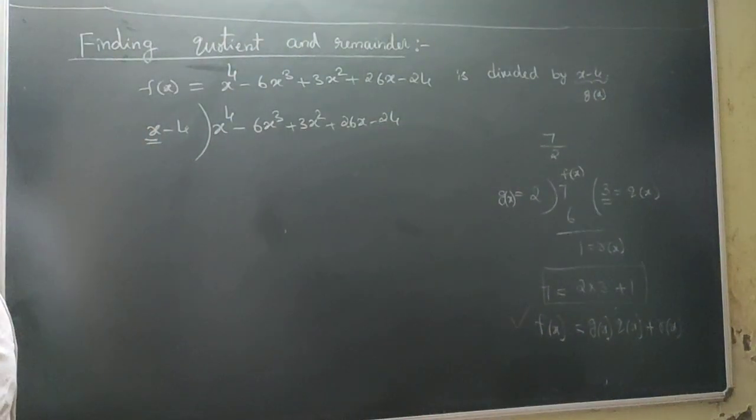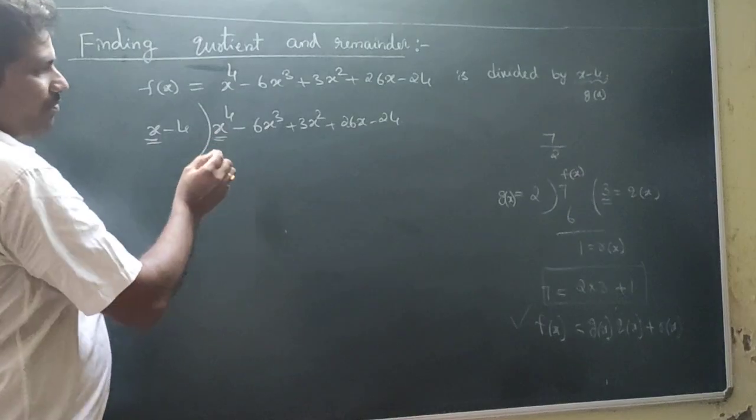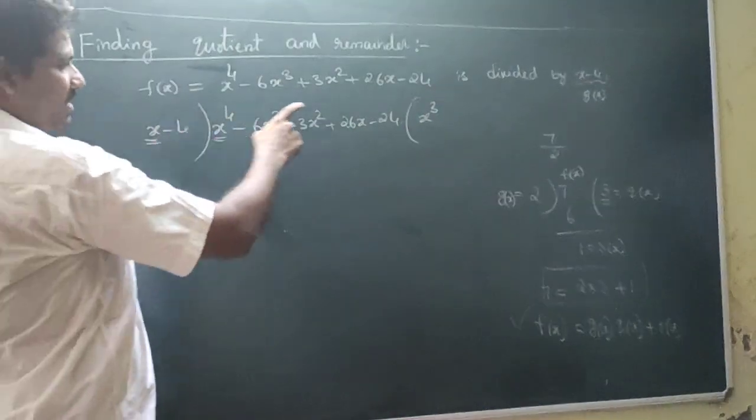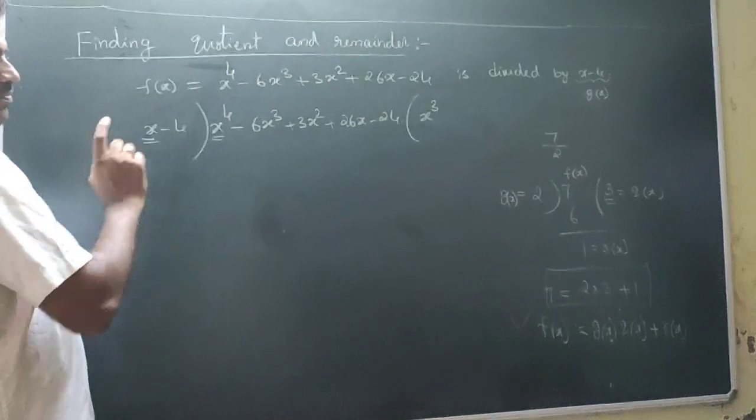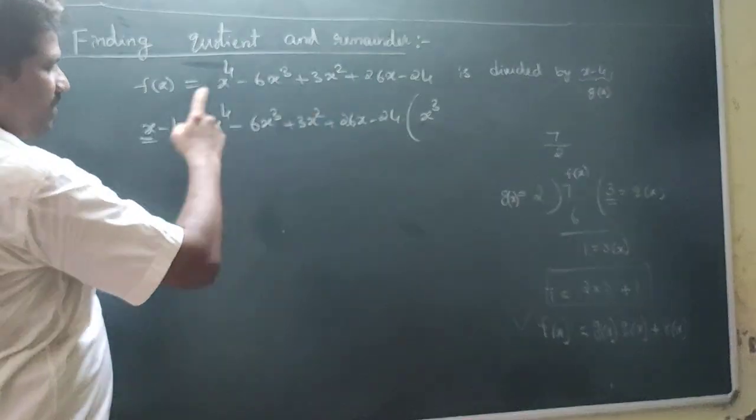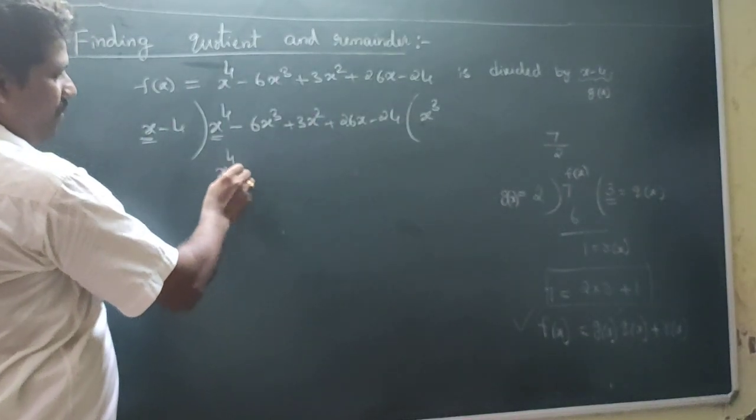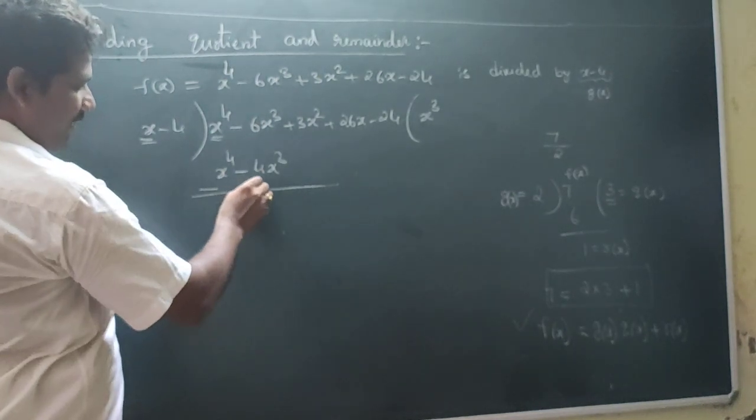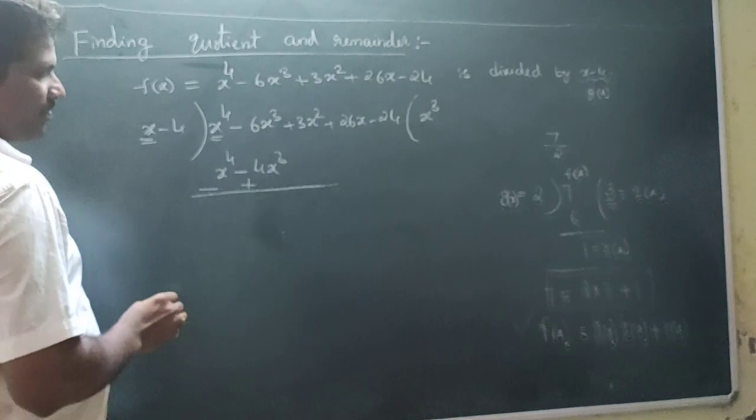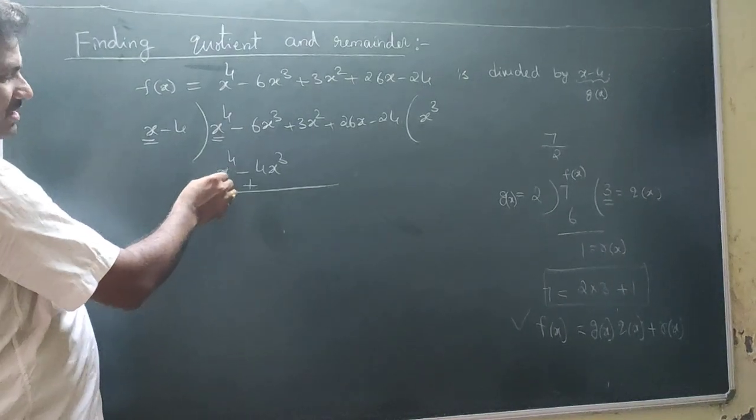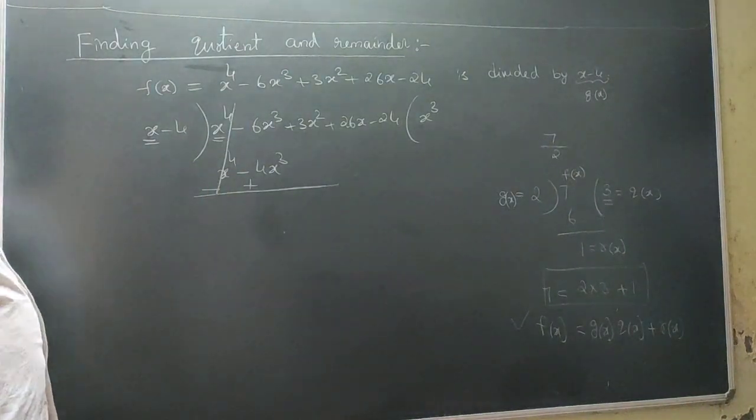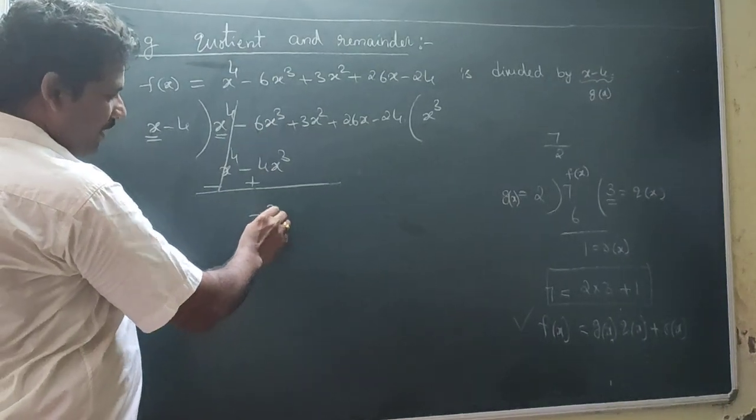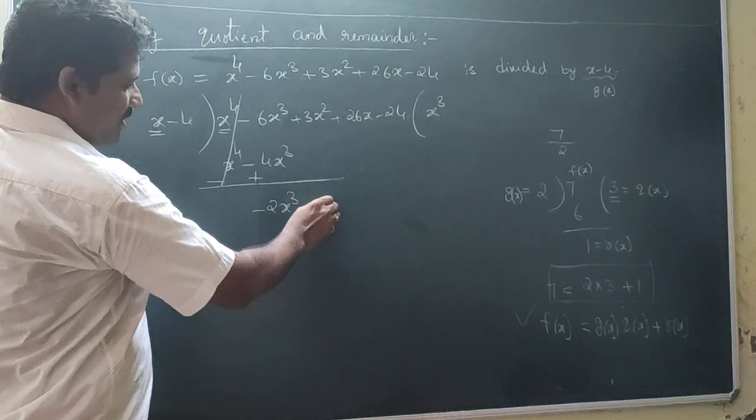This is the x, and here we require x power 4. So we should multiply with x cube. x into x cube is x power 4. So multiply x into x cube, x to the power 4, minus 4x cube. Always subtract; this minus will become plus. x power 4 minus x power 4 gets cancelled. Minus 6x cube plus 4x cube is minus 2x cube, plus 3x square.